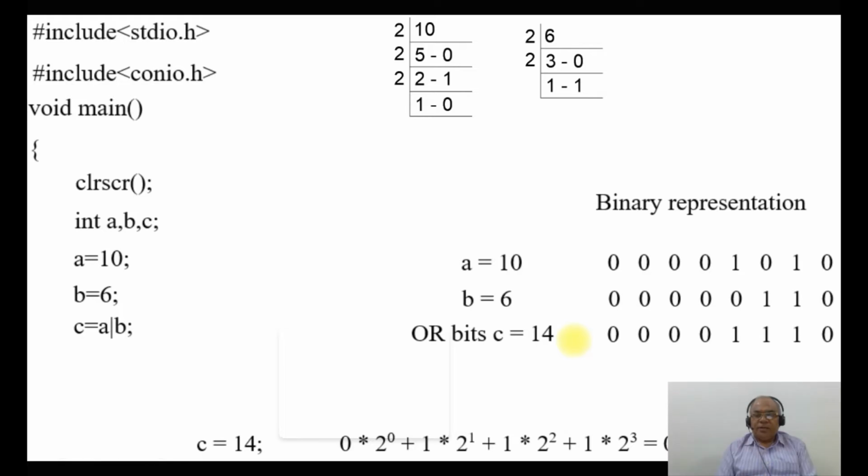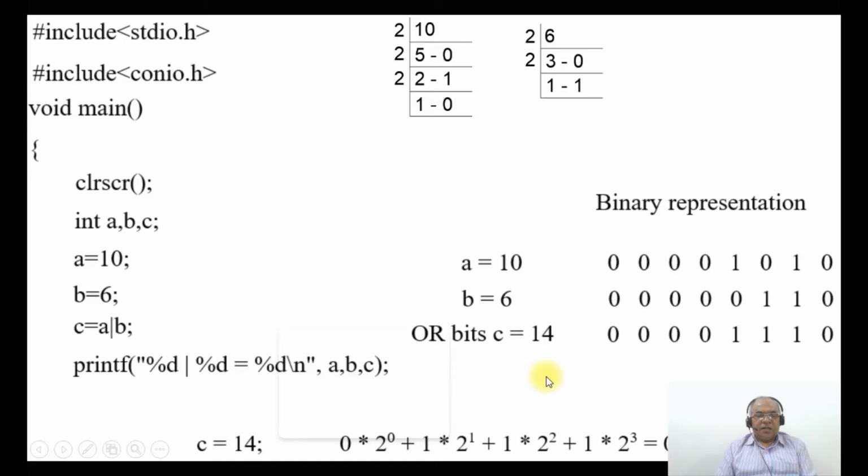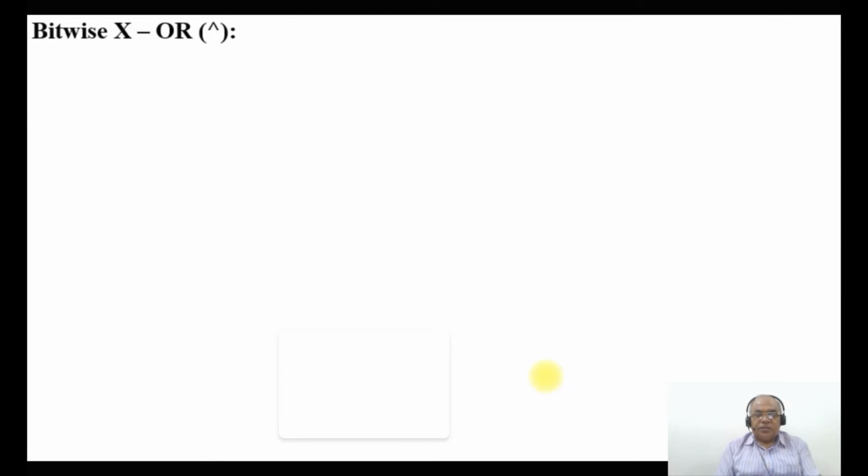So this is how you will be able to write this. printf "%d bitwise OR %d equals %d\n", a, b, c, and the getch function. 10 OR 6, the output is 14. So with the getch function, this is how you will be able to explain the bitwise OR.